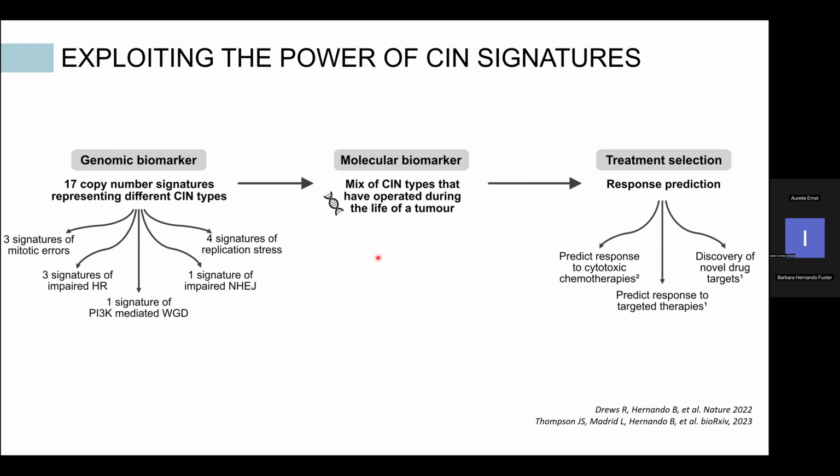And we have already demonstrated that those signatures can predict response to cytotoxic chemotherapies and also to targeted therapies. And we also have used these signatures to discover novel drug targets. And today, I'm just going to focus on the work that we have done to demonstrate that our signatures can predict response to 3 different cytotoxic chemotherapies: platins, taxanes, and anthracyclines.